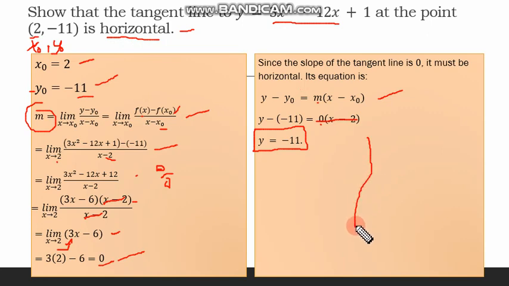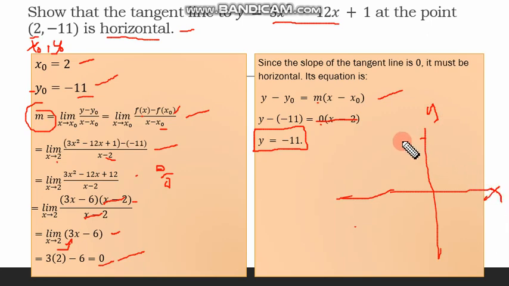I mean, if this is y and this is x, so at negative 11 we can see that whatever the value of x, our y is always negative 11. So it means that our line is horizontal, and yes, our tangent line is horizontal.